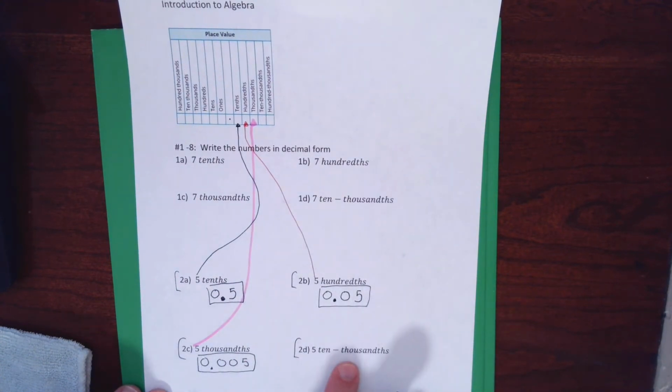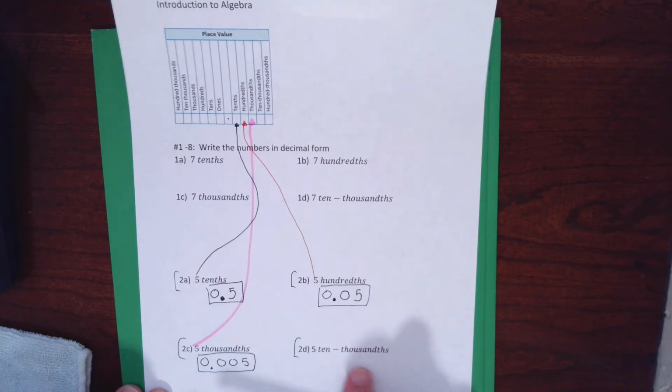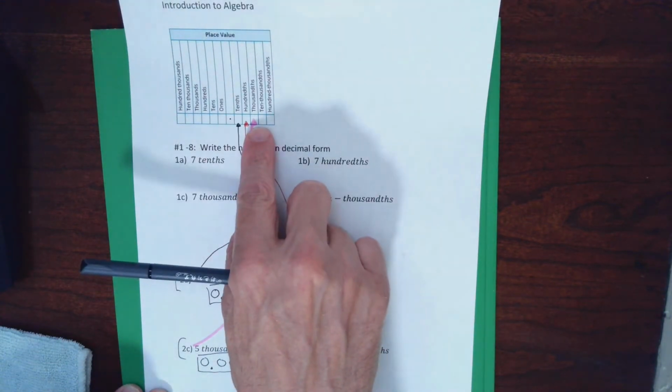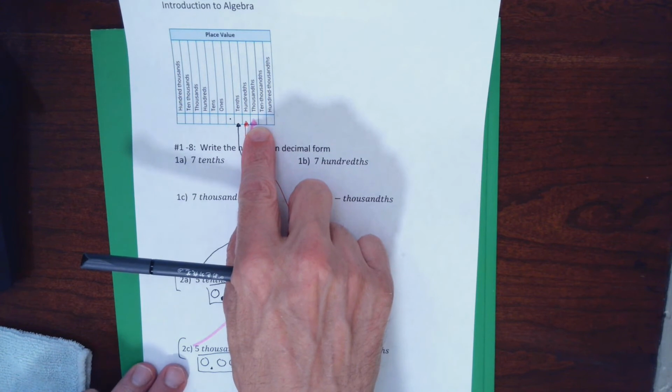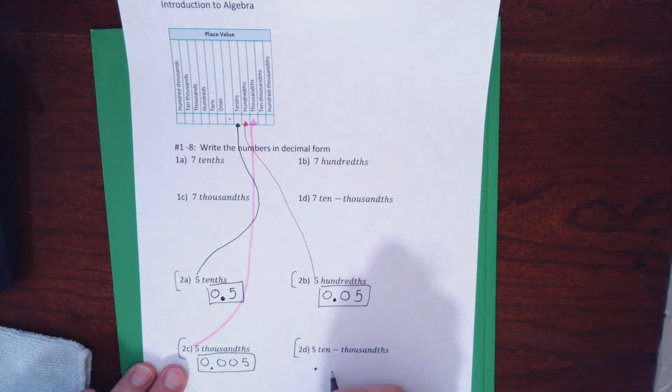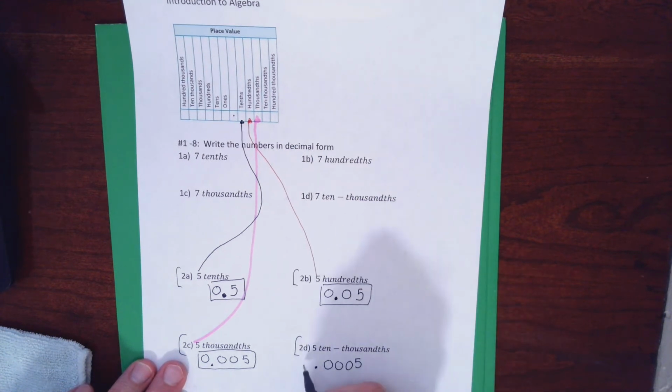And lastly, 5 ten-thousandths, I'm going to take the 5 and put it in the fourth decimal place, which is the ten-thousandths place. So I'm going to have 1, 2, 3, fourth decimal place is a 5. The tenths, the hundredths, and the thousandths position get zeros, and then I sneak a 0 to the left of the decimal.